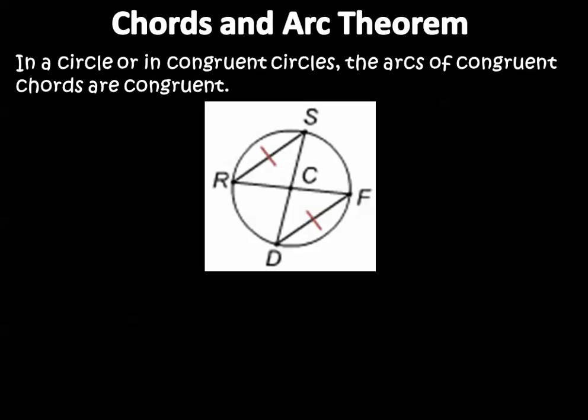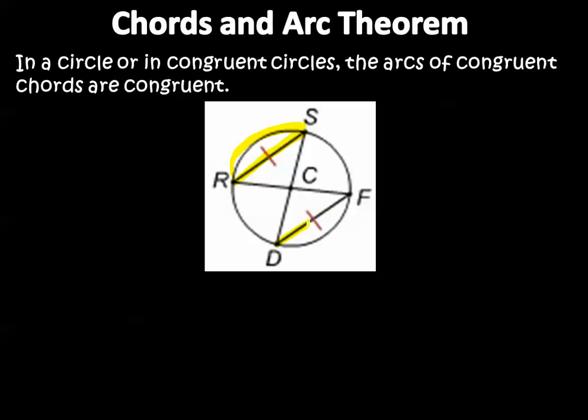I said we're going to be using the chords and arcs theorem, and it's super simple. It says in a circle or in congruent circles, the arcs of congruent chords are congruent. So here's an arc, RS. Here's the chord, RS.